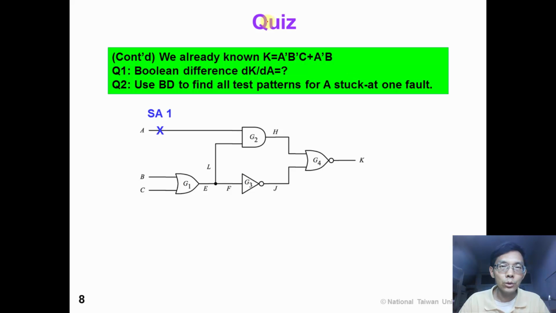Now it's quiz time again. From the last quiz, we already know that K can be written as A prime B prime C plus A prime B. Question number 1. Please find the Boolean difference dk over dA. Second problem. Use Boolean difference to find all the test patterns to detect A stuck at 1. Now please pause your video and work on this problem.